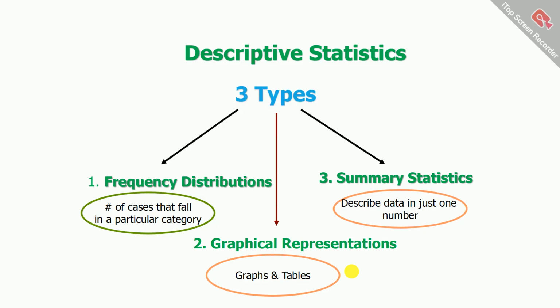There are three different types of descriptive statistics. Number one, tabular presentation of data, that is frequency distributions. There may be one-way frequency distributions or two-way frequency distributions, and graphical representations of data. We have already discussed frequency distributions and graphical representation in case of categorical data. Today in this video we will discuss summary statistics or numerical descriptive measures of quantitative data.